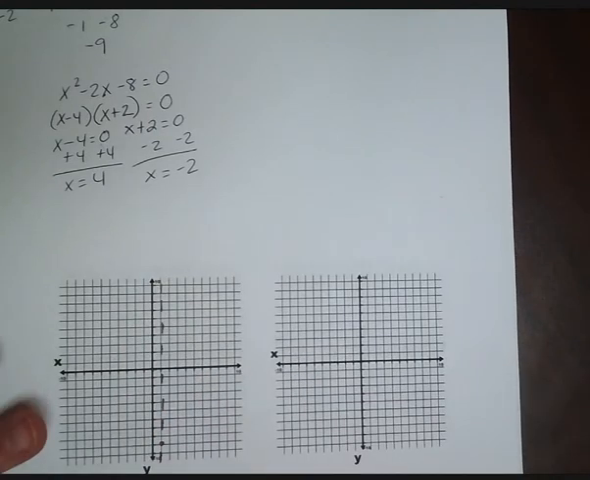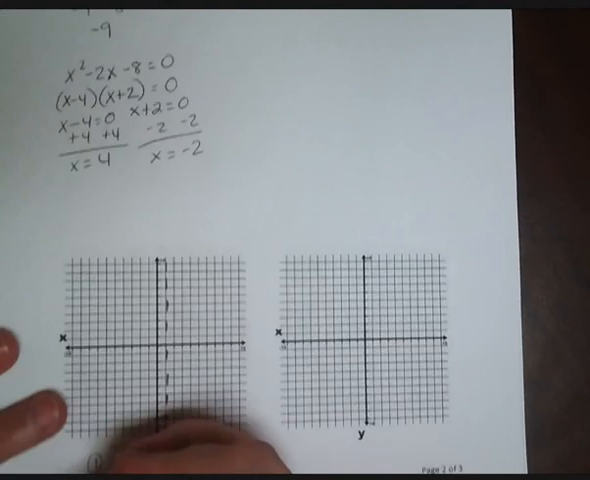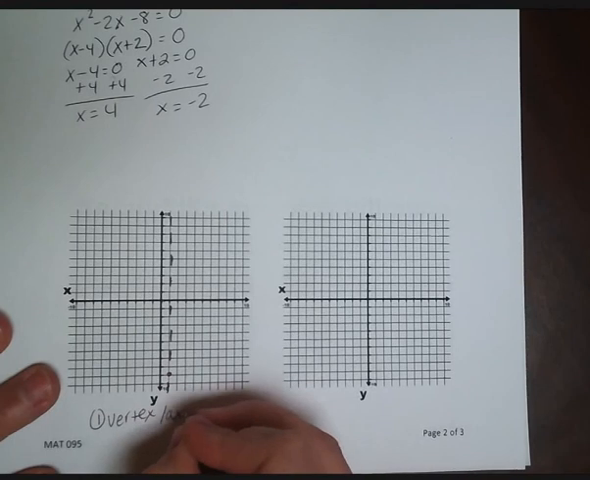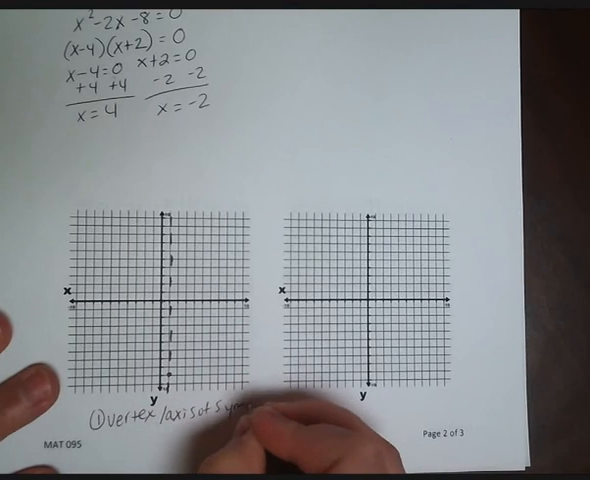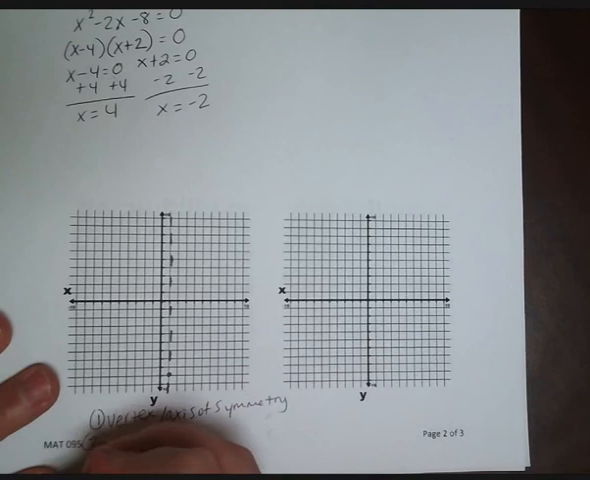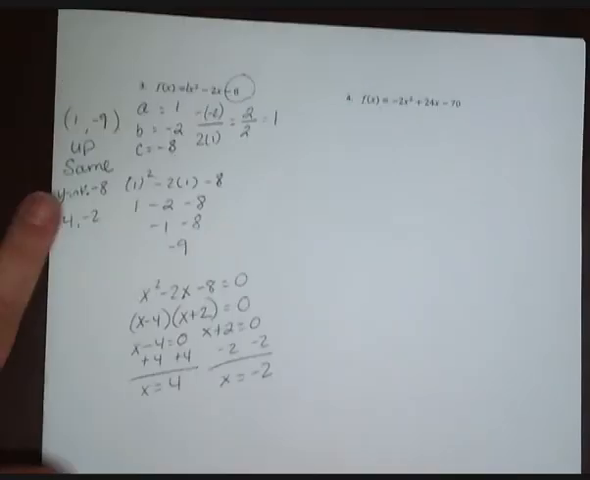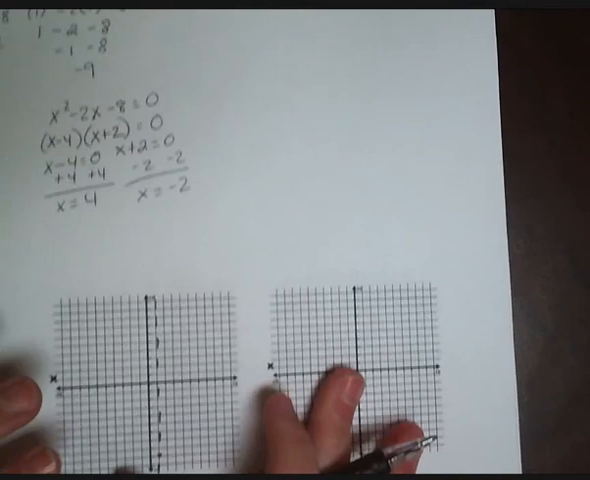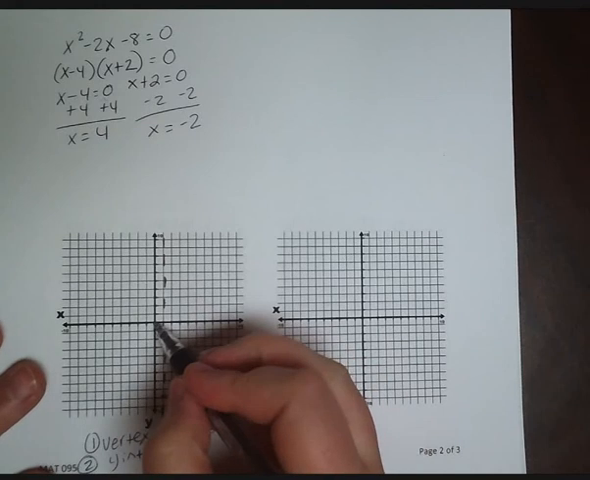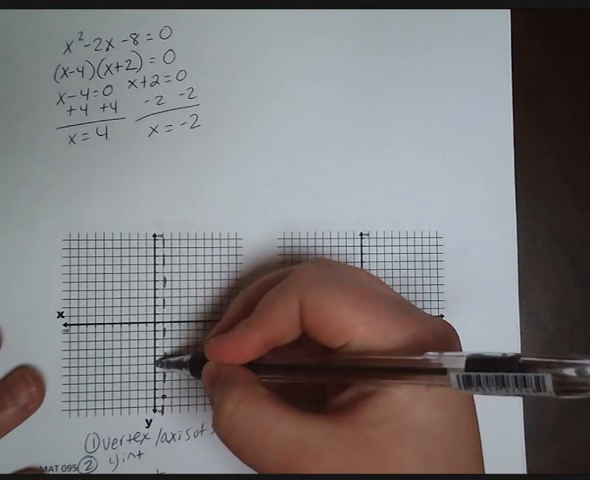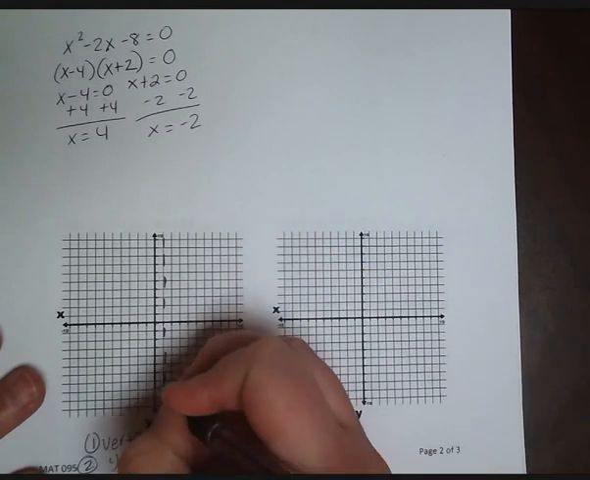Then your next step, so step 1 is your vertex, graph it, and the axis of symmetry. Then step 2 is going to be to graph your y-intercept. Step 3 is going to be to count. Your y-intercept was negative 8. So we go on our y-axis until we get to negative 8. 1, 2, 3, 4, 5, 6, 7, 8. We put our dot there.